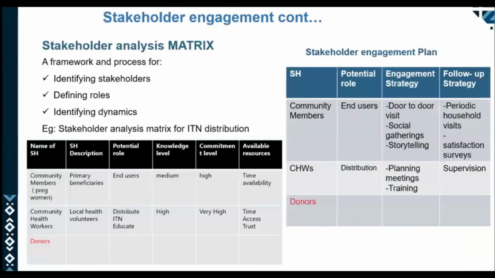So we have the stakeholder analysis metrics, like how do you know who to involve in a project as a stakeholder? You should be able to have the metrics. Here, we're going to be using the example of the mosquito treated net, which is a famous example. So we want to name the stakeholder and at what level they are involved. That's the community members. They have to give a description of them. For the community members, our target population are the pregnant women. They are the primary beneficiaries of the project and also the end users.